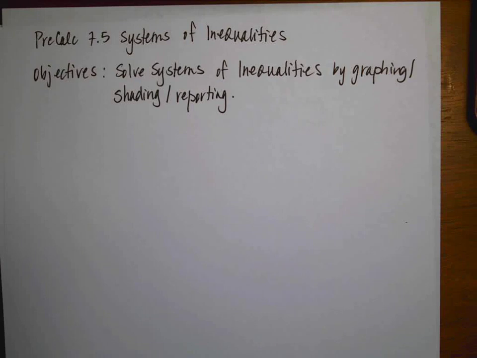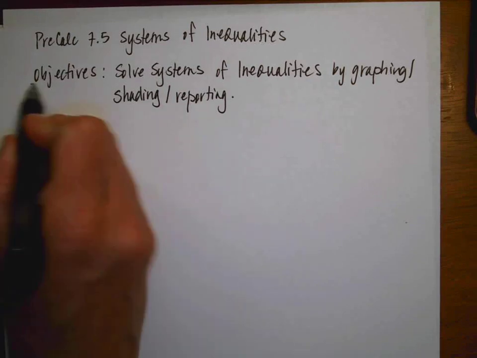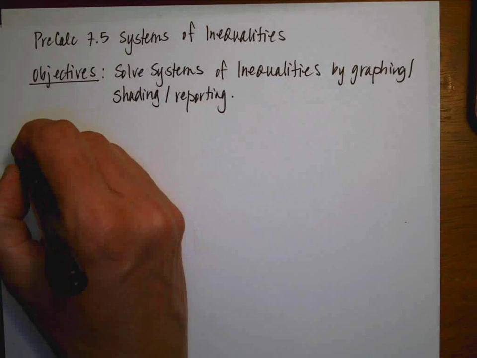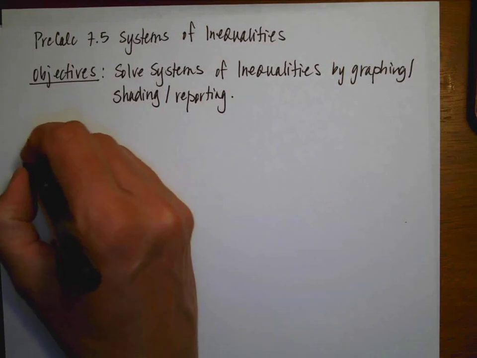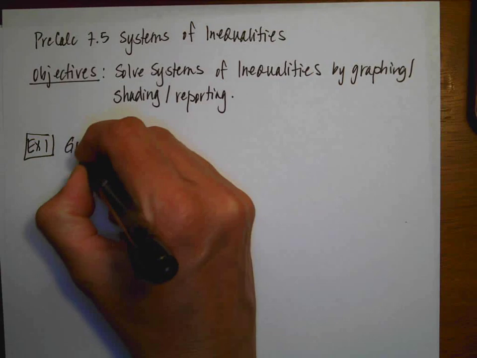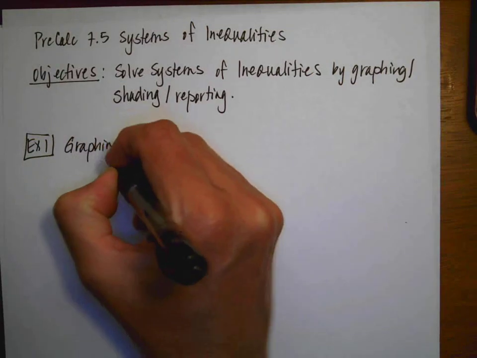Math Humans. We're going to do 7.5 today. We're going to be talking about systems of inequalities. Our objectives are that we're going to solve systems of inequalities by graphing and then shading and then reporting. So for the first example, we're going to talk about a graphing reminder.